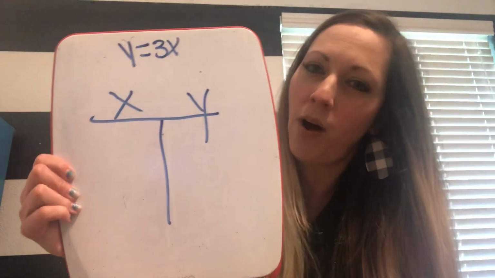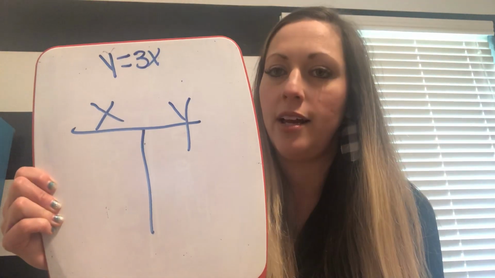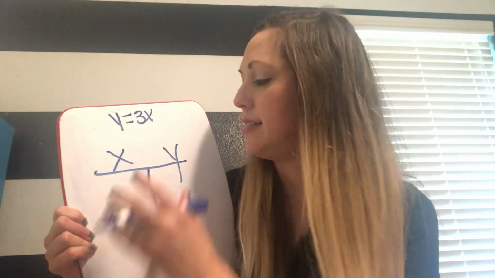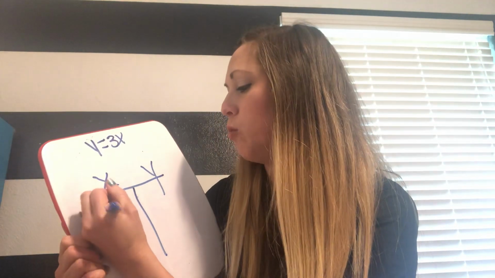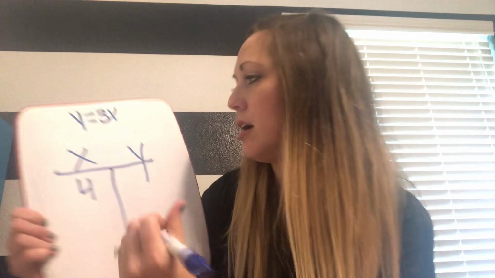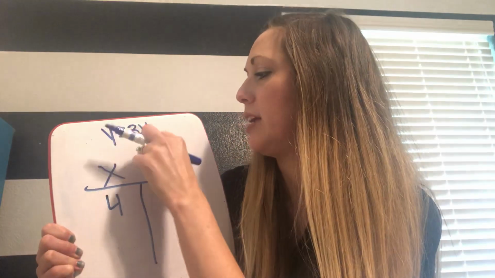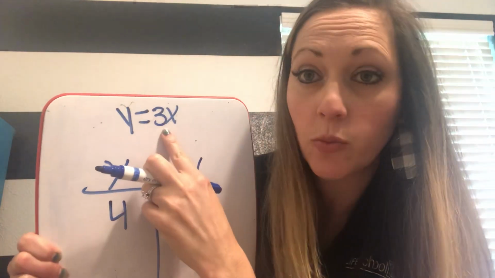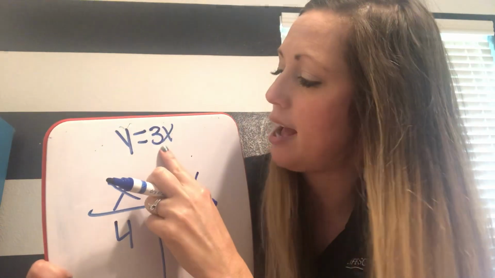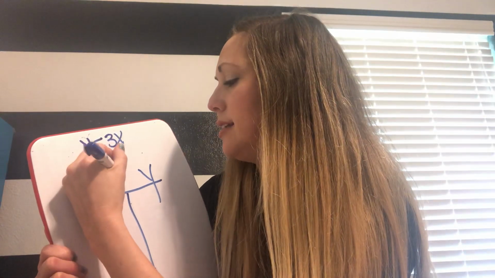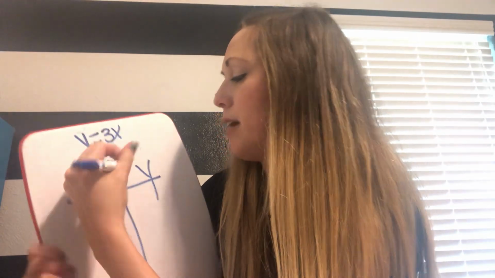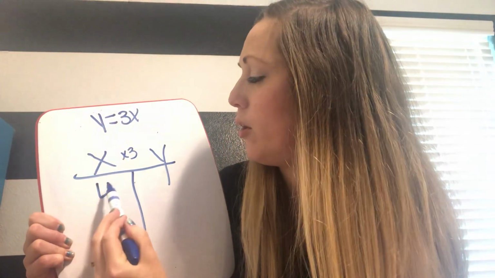So if I have y equals 3x, I need to figure out how I could solve for that in my table. So if x was 4, y equals 3x. So what are we doing with our x? We are multiplying because we have a number next to a letter, right guys? So I'm gonna just put times 3 as my little reminder here. So 4 times 3 would be 12, okay?